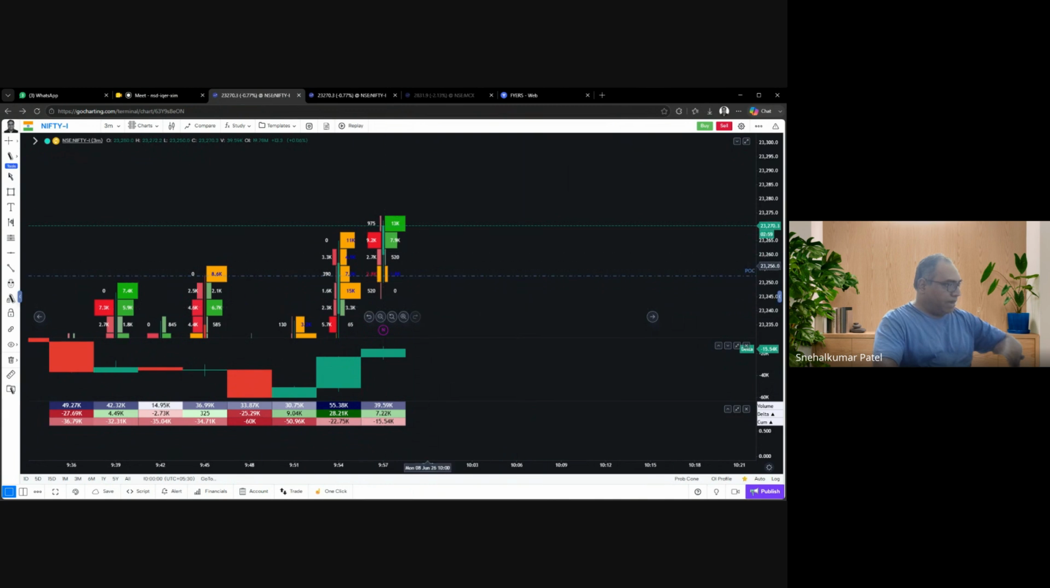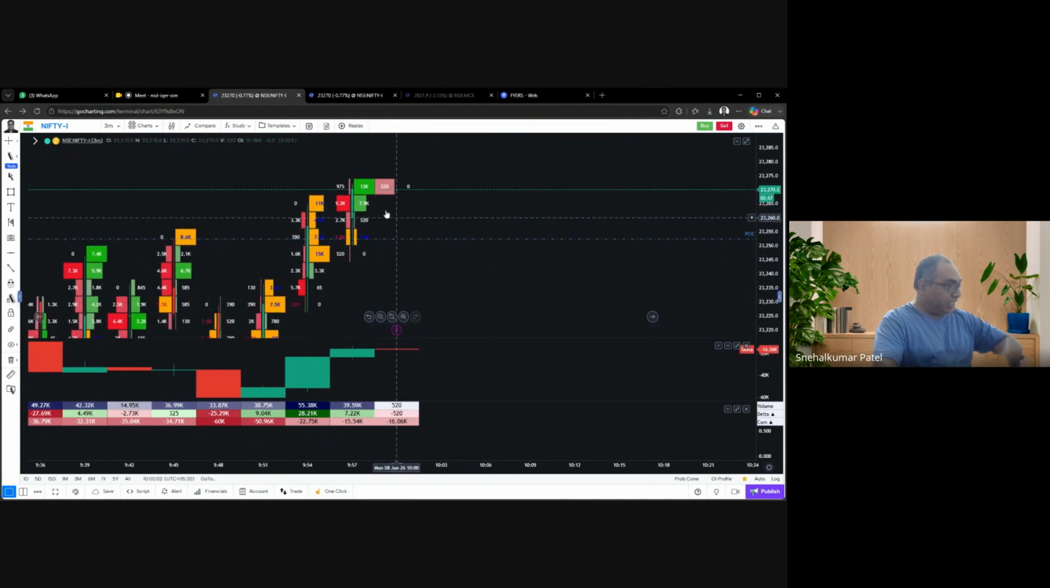There is no imbalance in this particular candle, or clear imbalance, I would say. There is a slight imbalance on the left, slight imbalance on the right, but there is no clear imbalance with a big number.